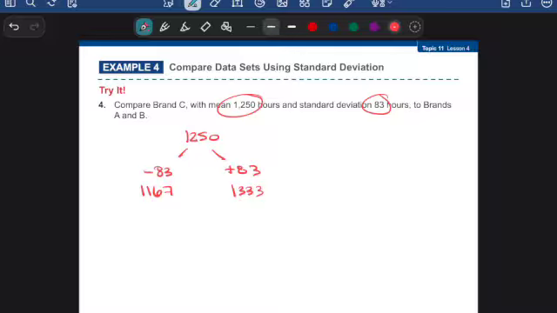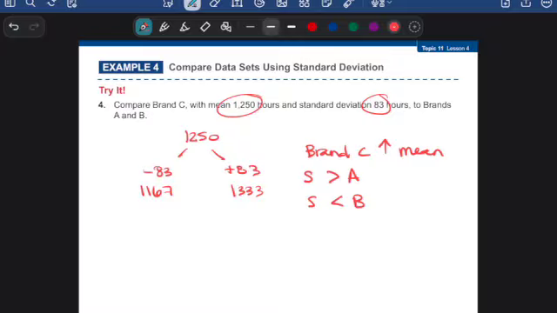And comparing that to brand A and B, brand C has a higher mean. And its standard deviation, I'm just going to use S for standard deviation, is greater than brand A, but it is less than brand B.